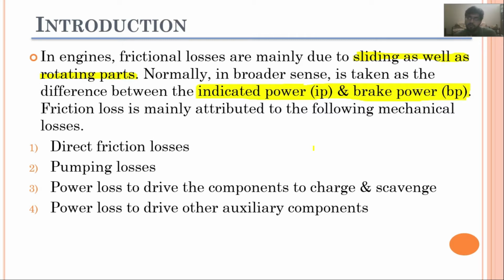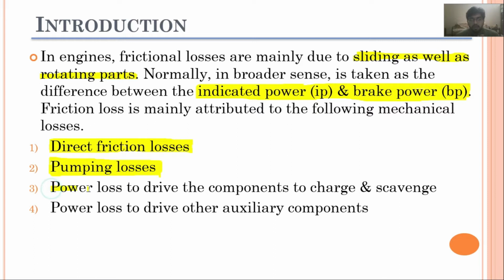We have different types of frictional losses. For example, we have direct frictional losses, meaning the losses between the sliding and rotating components of the IC engine. The second one is the pumping loss. The fuel is being pumped from the fuel tank, and we have an oil pump as well, which pumps the oil for lubrication. All of these are basically pumping losses.